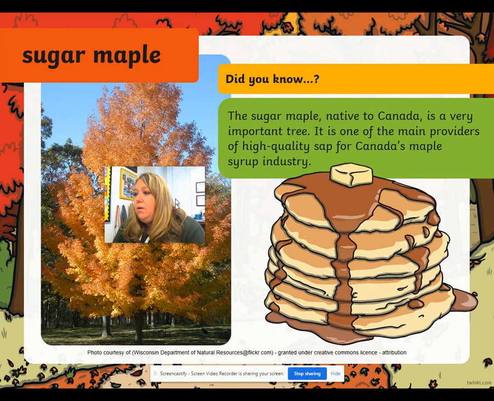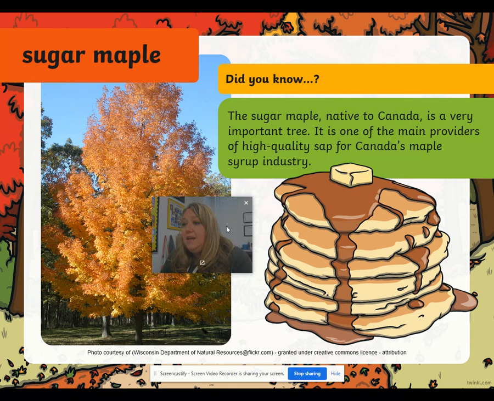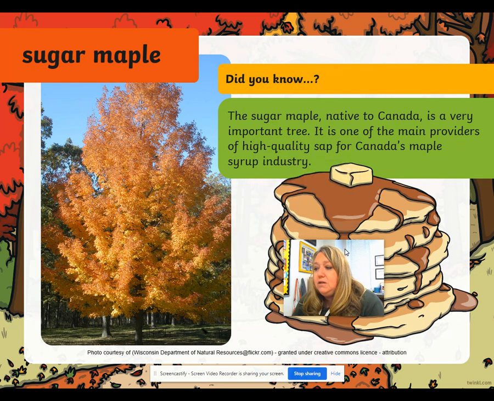Did you know that the sugar maple, native to Canada, is a very important tree? It's one of the main providers of high quality sap for Canada's maple syrup industry. So I mentioned that you make maple syrup out of this kind of tree, the sugar maple.